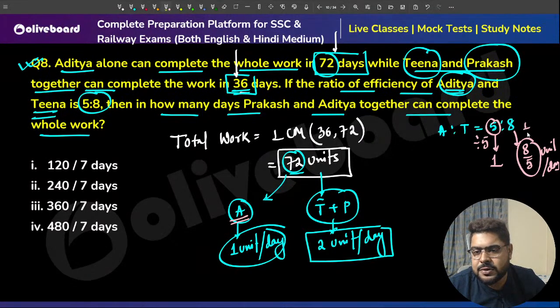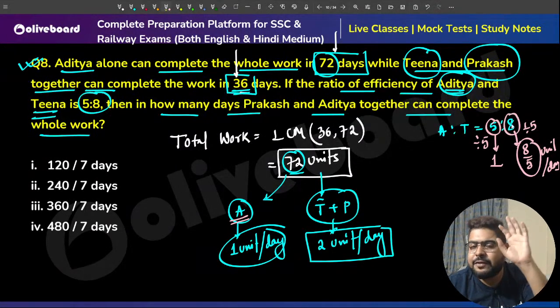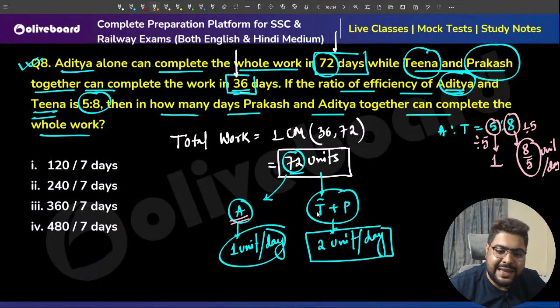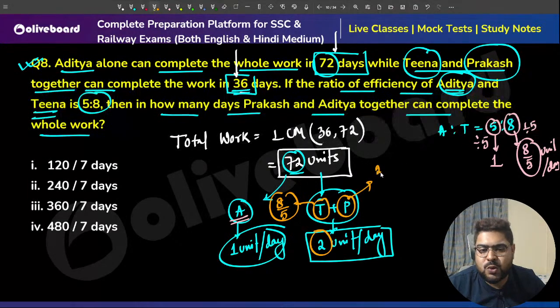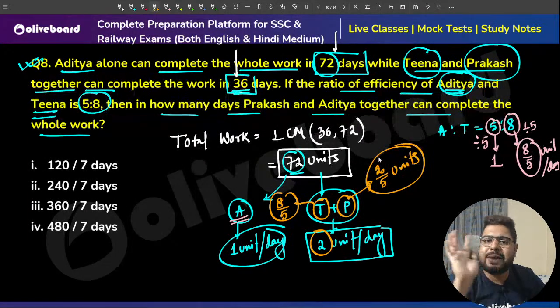That means here also we will divide by 5 to get the efficiency of Tina. So, sir, Tina is doing 8 by 5 units. So Prakash is doing how much, sir? Total, sir, 2. So 2 minus 8 by 5, 2 times 5 is 10 minus 8, that is 2 by 5 units.